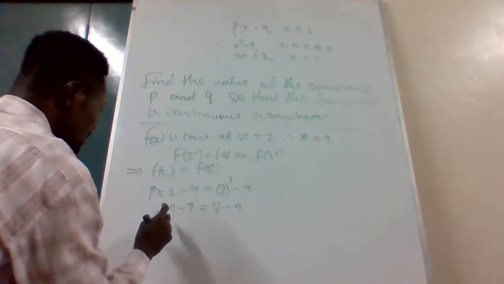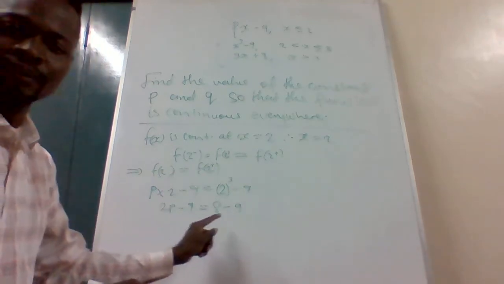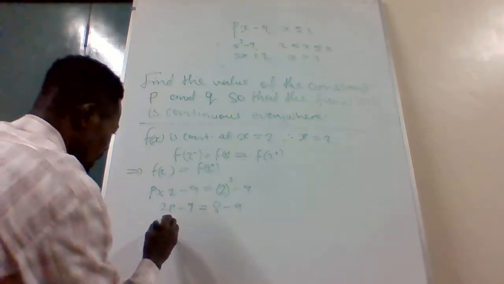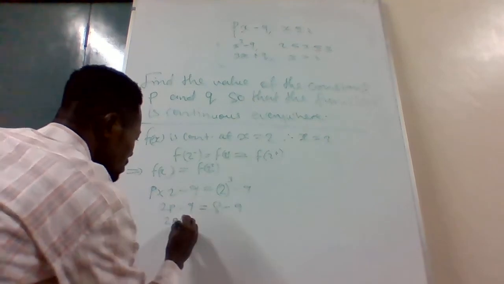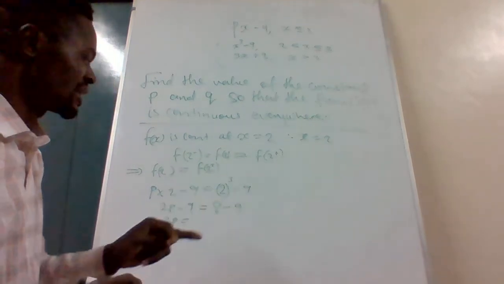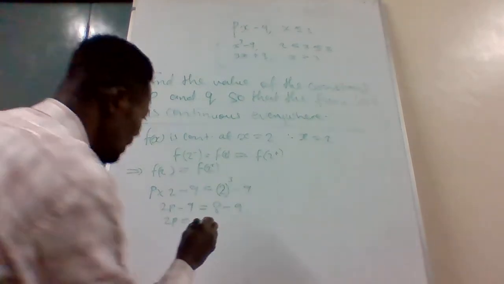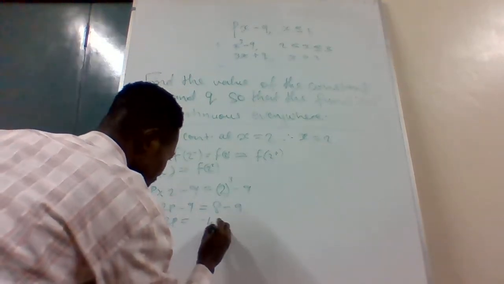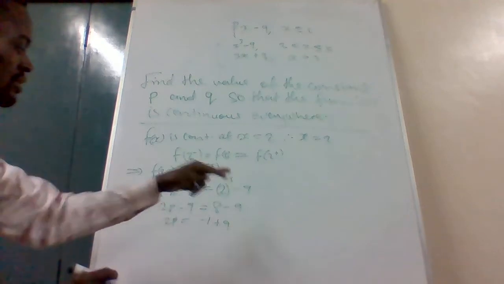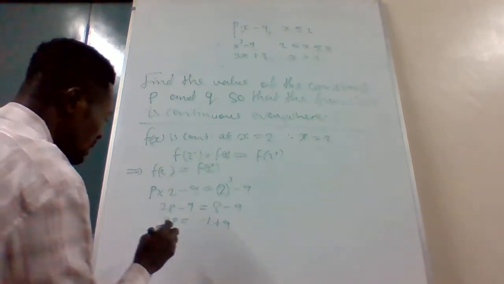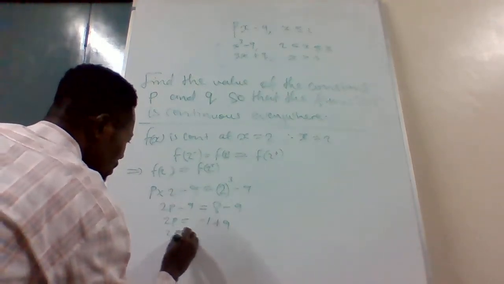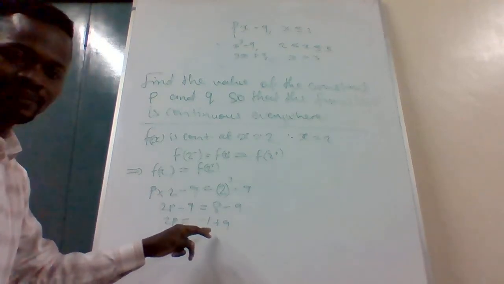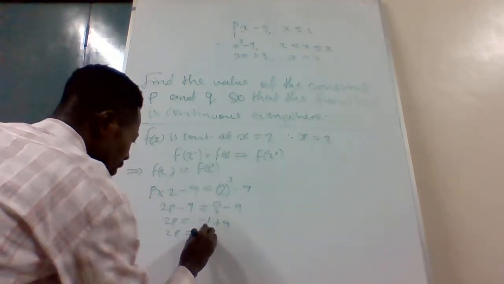This simply means that we have 2p minus 9. We have 2p is equals to 8 minus 9 is what? Minus 1 plus 9, because we take this 9 to the other side. So you will have 2p is equals to minus 1 plus 9, which will give you 8.